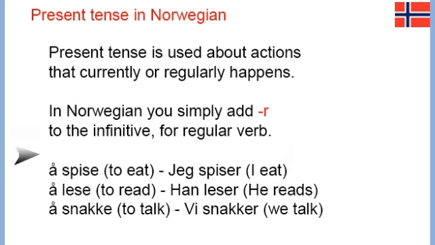For example, we can take a few examples here. Å spise means to eat. If I'm to say I eat, or I'm eating: jeg spiser. Å lese is to read. If I were to say he reads, I would say han leser, or he is reading, han leser, it's the same. Third example, å snakke, which means to talk. If I were to say we talk: vi snakker. We will go through more of the grammar with the infinitive form, but you see, English has "to" in front of the infinitive form. Norwegian has the word å. But this will be more later.